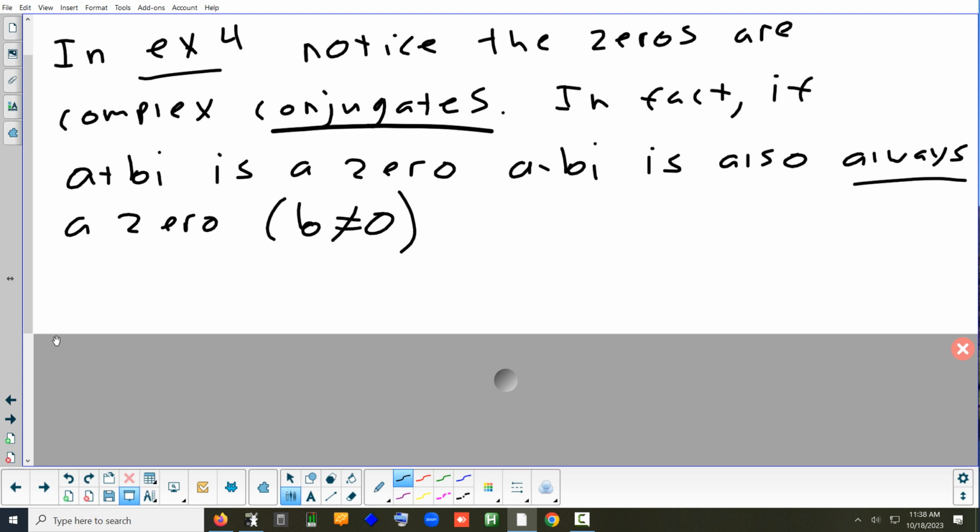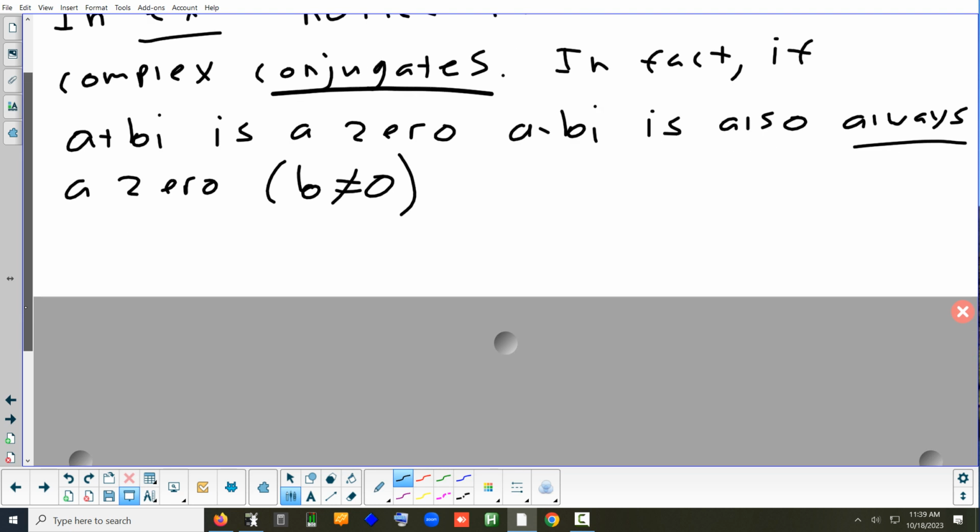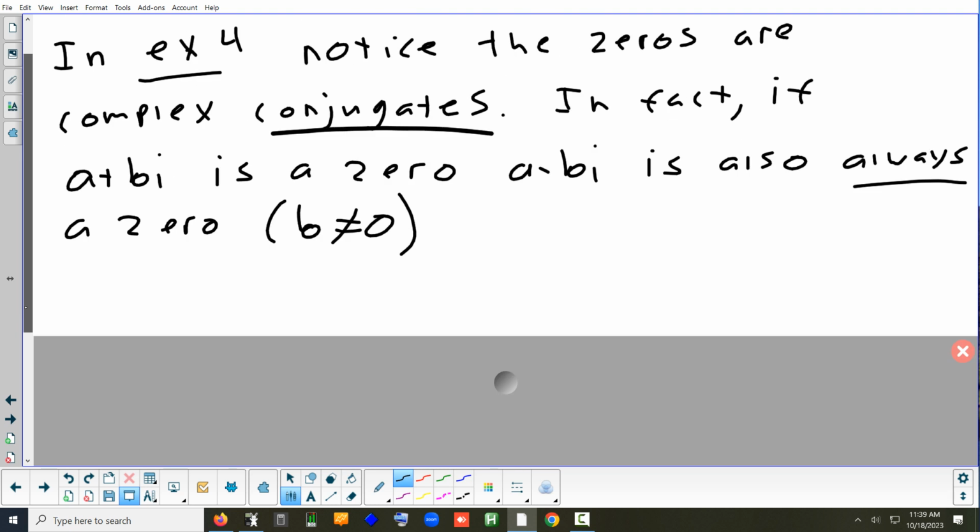So any question on that idea that complex answers always come in conjugate pairs? I don't really know what that means. What does that mean when you say that? So that means if you have a problem and you know 5 plus i is a root, then 5 minus i has to be a root as well. They always have to come together in pairs. If 2 plus 3i is a root, 2 minus 3i is a root. They come together.